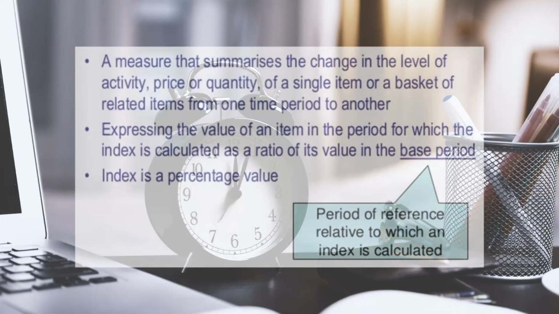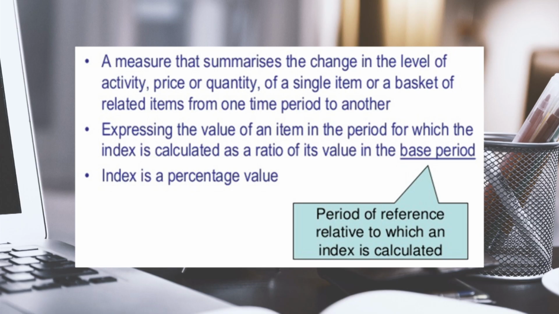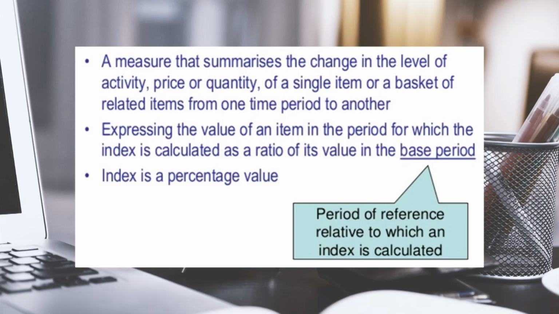If you go deeper into the index number, it is a measure that summarizes the change in the level of activity, either a price or quantity of a single item or a basket of related items, from one time period to another. It expresses the value of an item in the period for which the index is calculated as a ratio of its value in the base period. When we calculate certain index numbers, we take a base year, which could be 10 years back or 5 years back, and then we express the index as a percentage value. The period of reference relative to which an index is calculated is known as the base period.